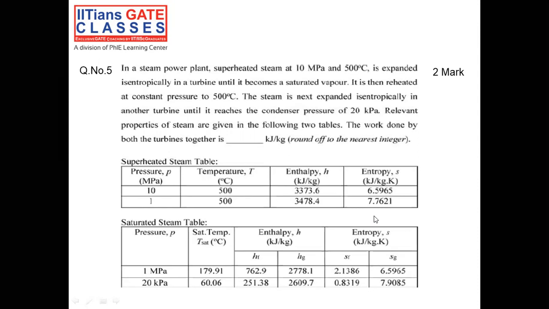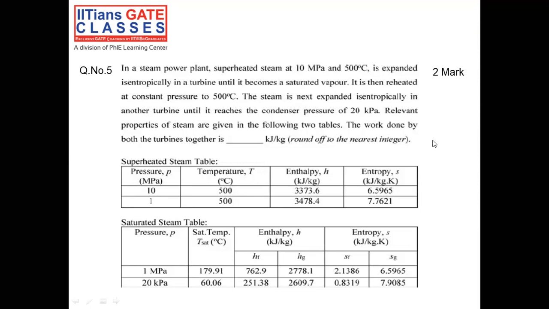I remember that among all the power plants, the gas turbine plant has the lowest thermal efficiency. The steam power plant has higher efficiency than the gas turbine plant. That is a small point regarding objective questions. Now let's move on to question number 5.